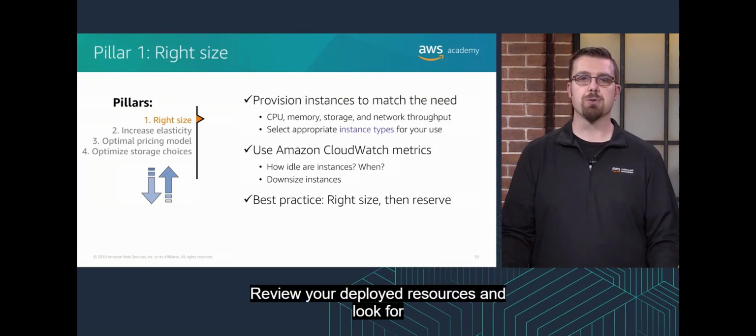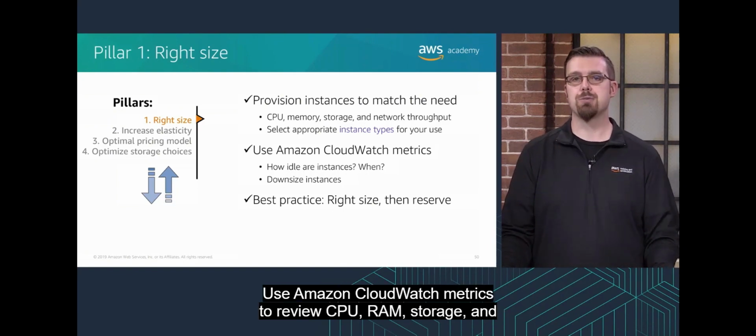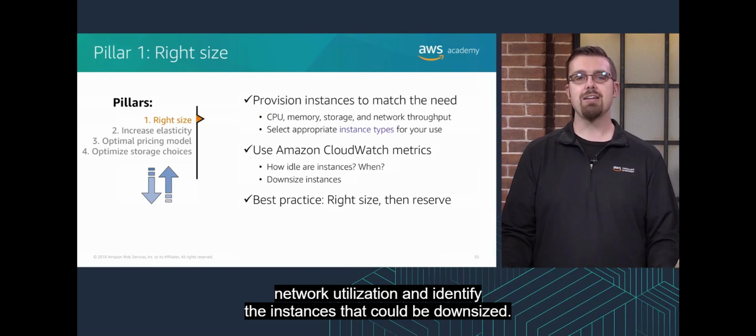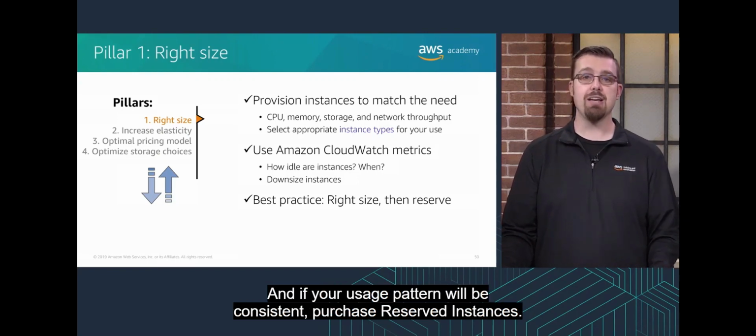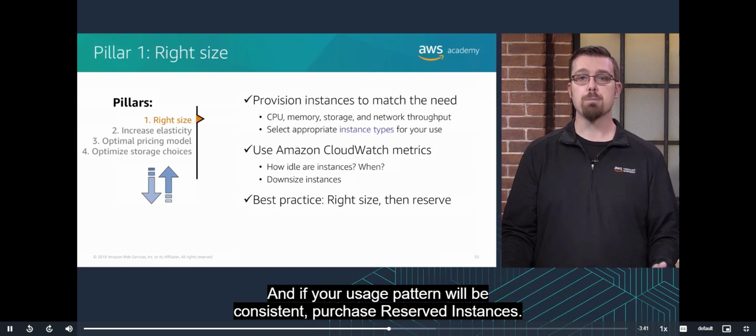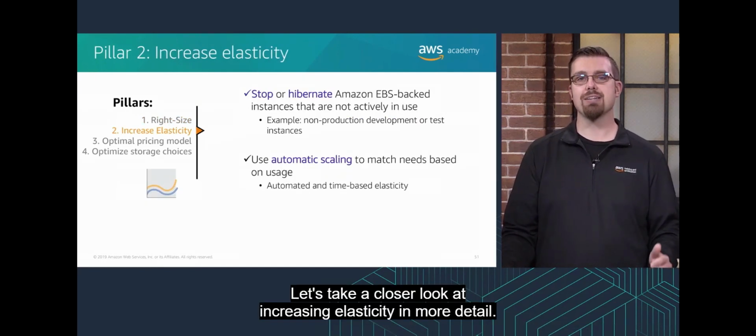Review your deployed resources and look for opportunities to downsize when possible. Use Amazon CloudWatch metrics to review CPU, RAM, storage, and network utilization and identify the instances that could be downsized. Select the most cost-effective instance available that still meets your performance requirements, and if your usage pattern will be consistent, purchase reserved instances. Let's take a closer look at increasing elasticity in more detail.